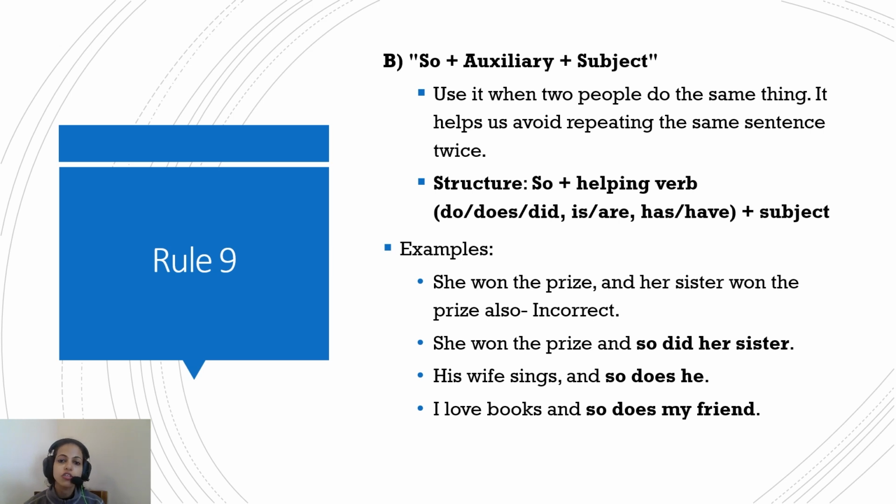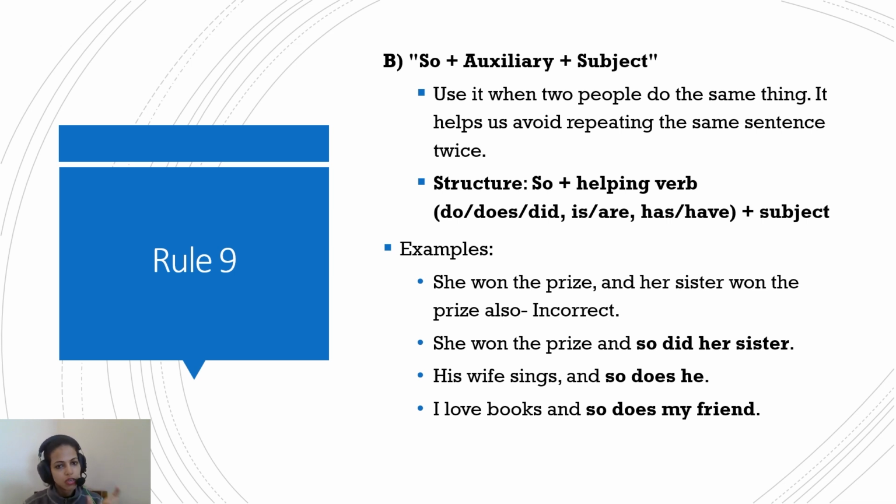Now the use of the word so. You have to use the word so plus auxiliary plus subject. This is the structure of how the word so is used. It is used when two people do the same thing. So it helps us avoid repeating the same sentence twice. Let's try to understand this with the help of examples. She won the prize and her sister won the prize also.